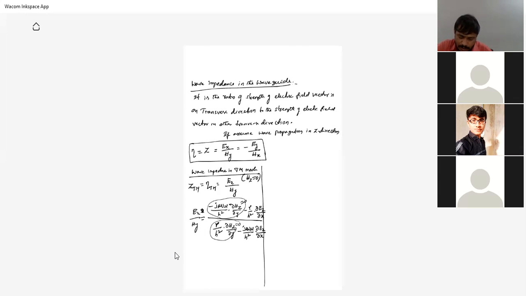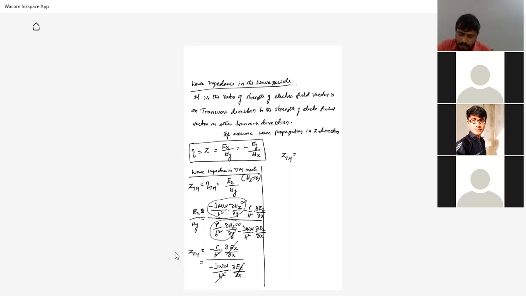Now we can write ZTM equal to minus gamma by h square dou Ez by dou x by minus j omega mu by h square dou Ez by dou x. Now see, dou Ez by dou x is cancelled and h square also is cancelled. So we have ZTM, or you can write eta TM.